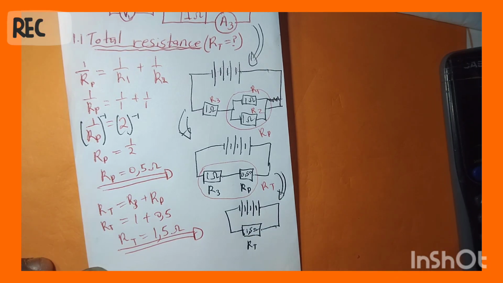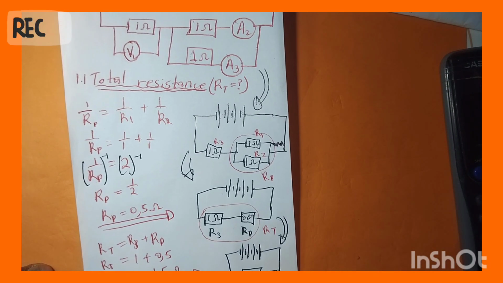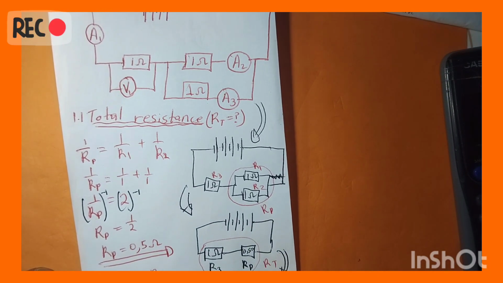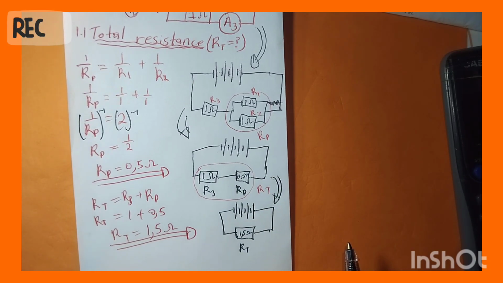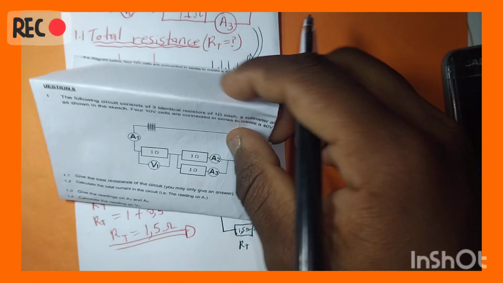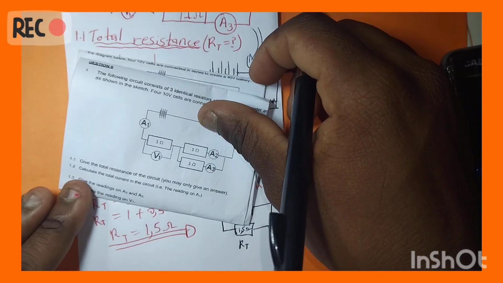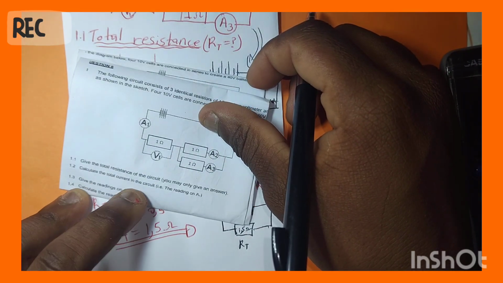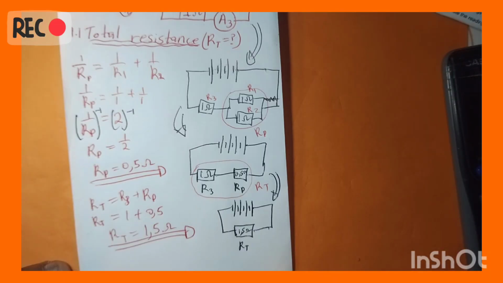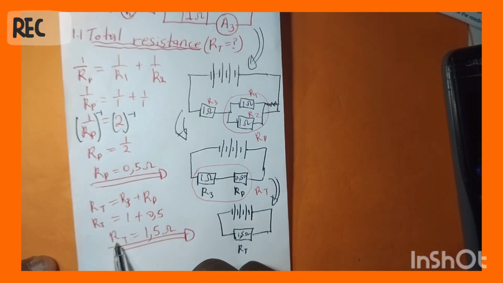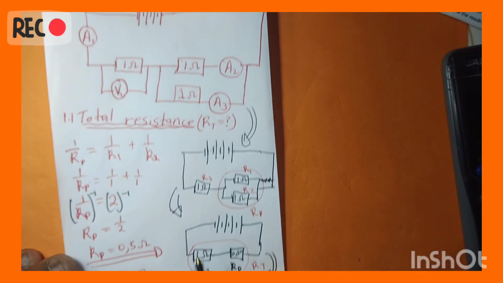So that's how the circuit will become when you simplify it. That's how you simplify a circuit. You only focus on those resistors. Do you see? So now the next question will simply say to you, calculate the total current in the circuit.